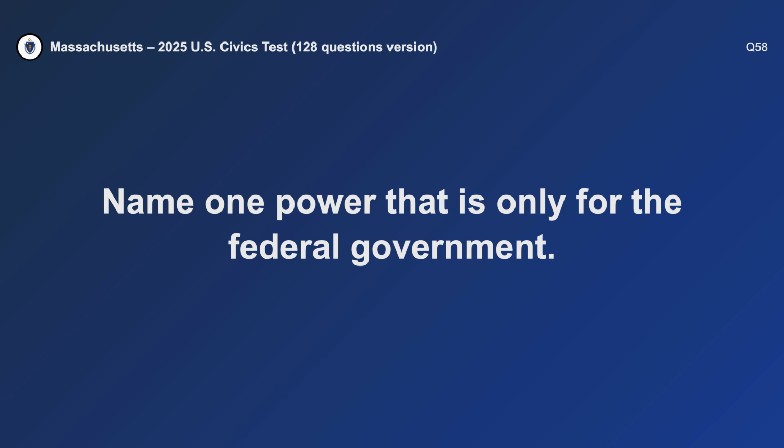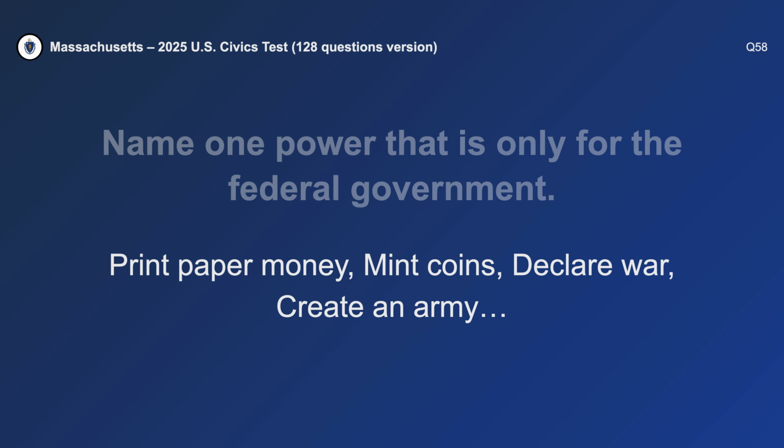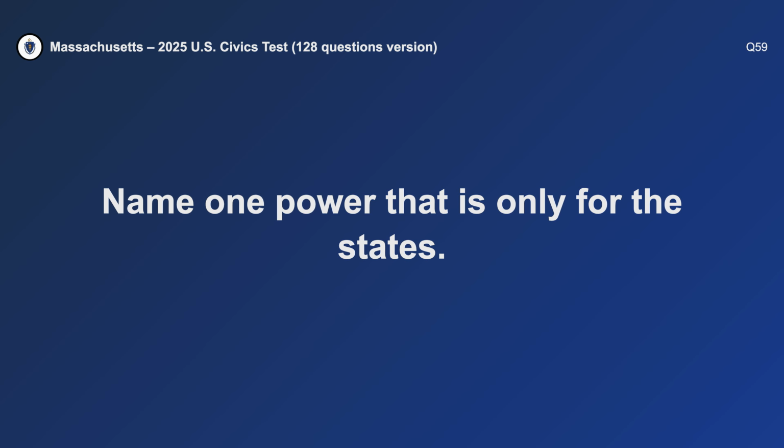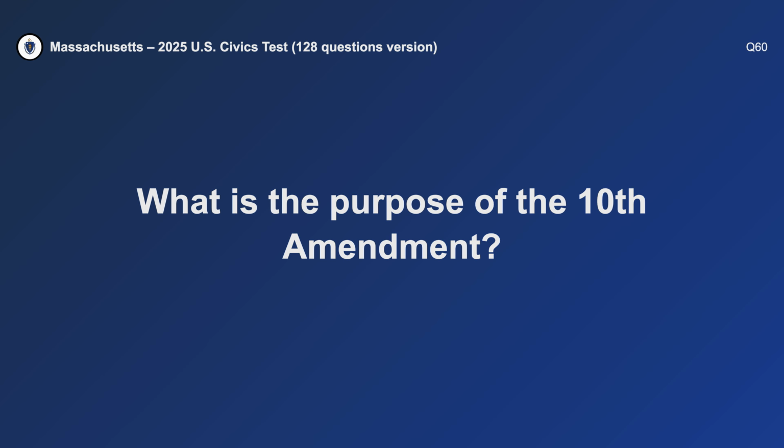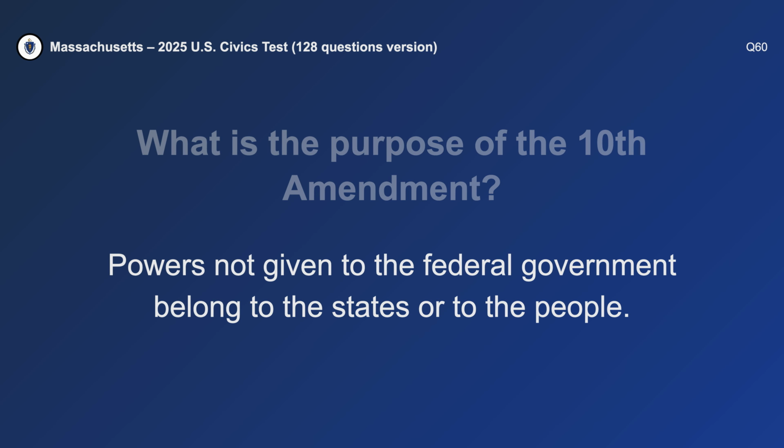Name one power that is only for the federal government. Declare war. Name one power that is only for the states. Give a driver's license. What is the purpose of the 10th Amendment? Powers not given to the federal government belong to the states or to the people.